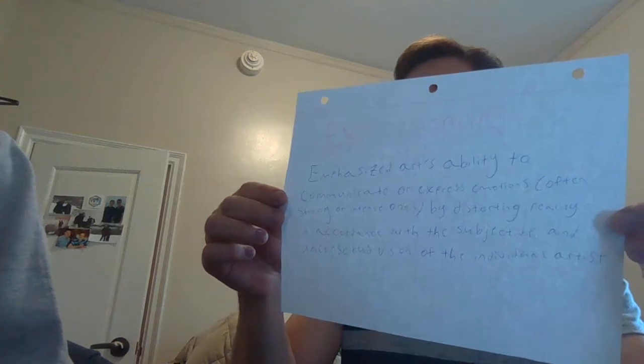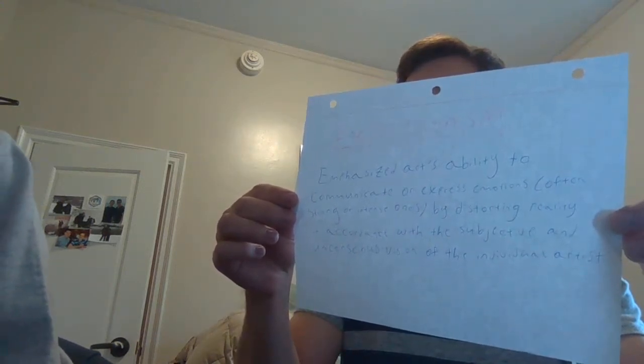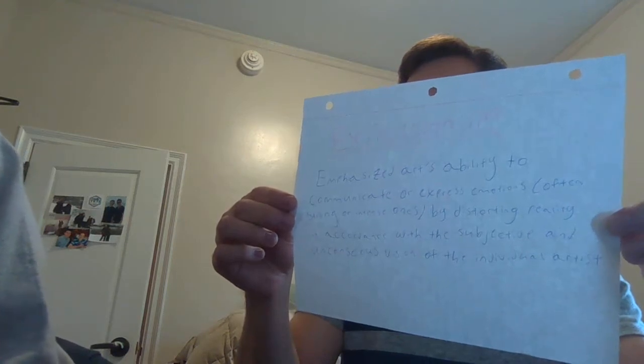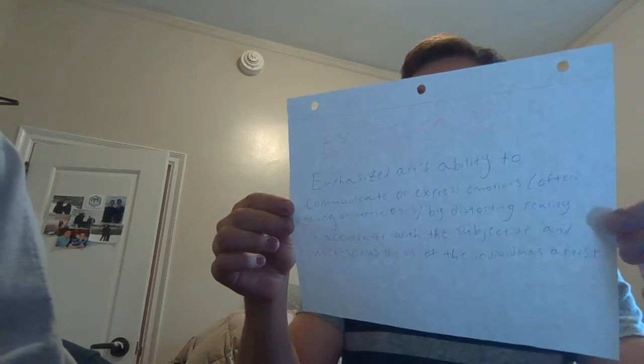Expressionism emphasized art's ability to communicate or express emotions, which were often strong and intense ones, by distorting reality in accordance with the subjective and unconscious vision of the individual artist. Schoenberg was super into these movements, and his music really reflected that. He used certain musical elements to reflect these strong, intense, unconscious, and honestly, perhaps at times socially unacceptable feelings that represent the concept of expressionism.